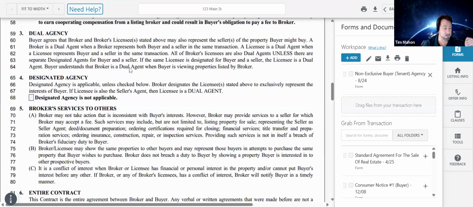Dual agency, we explained already in the contract, but you would have probably explained it here for the first time. Designated agency, you must check this box. At our company, we do not practice designated agency.